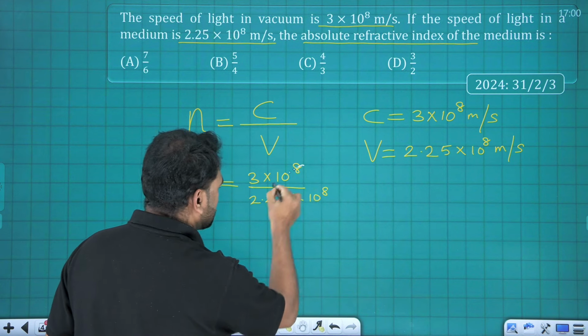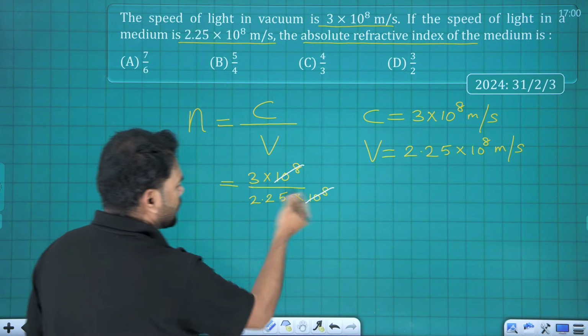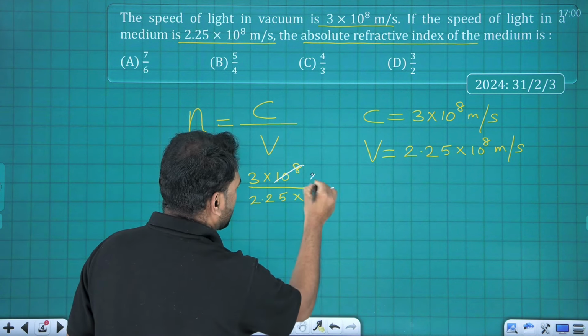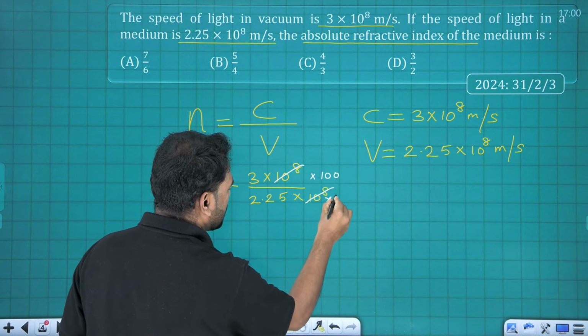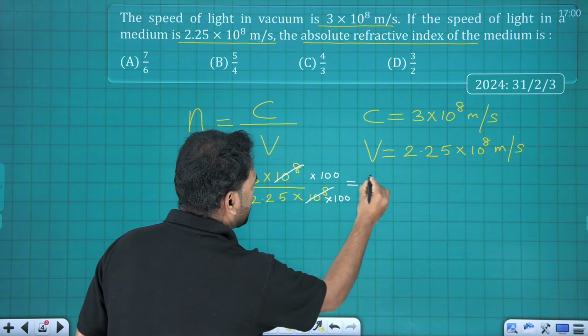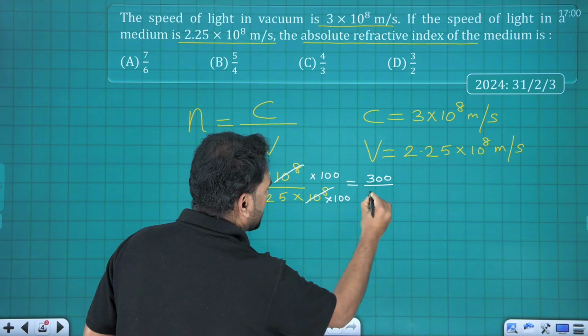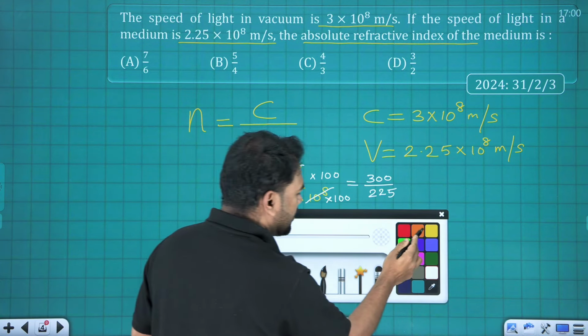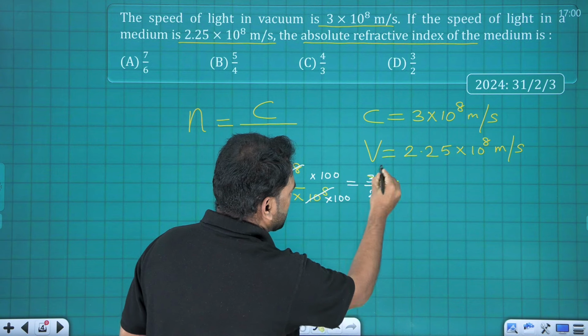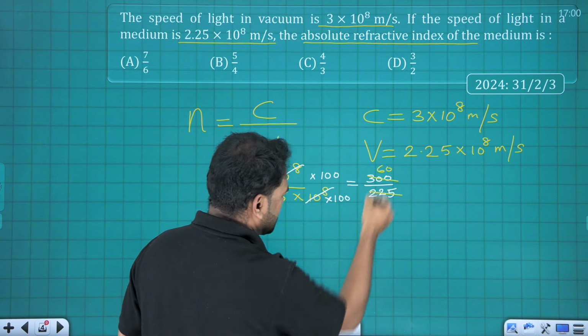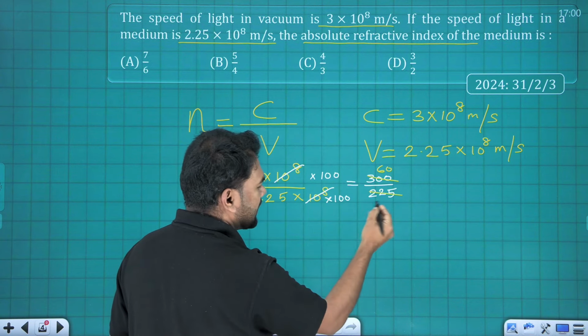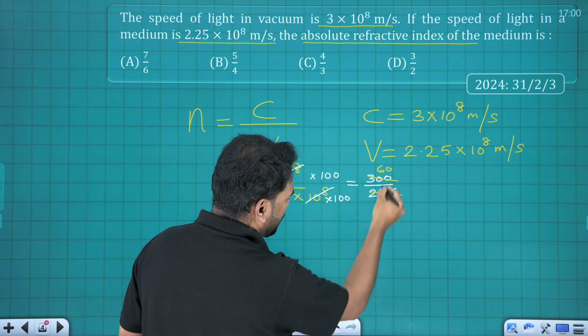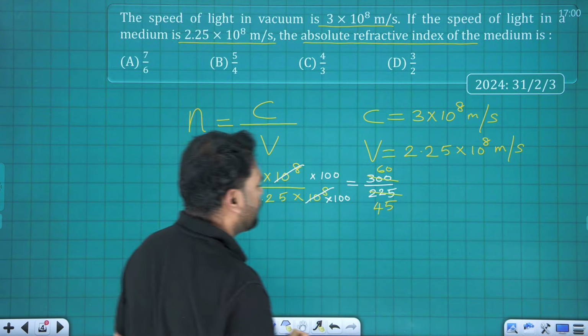So the 10 raised to 8 and 10 raised to 8 get cancelled. To avoid the decimal, you know that you can multiply with 100. Here also multiply with 100. So this will be equal to 300 divided by 225. We can see that both are divisible by 5. 5 6s are 30, 6 5s are 300, then 4 5s are 20, 5 5s are 25, so 60 by 45.